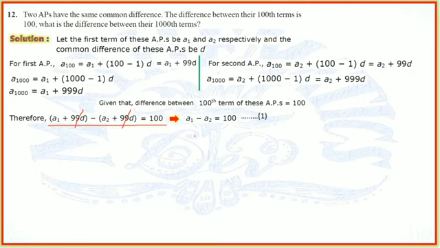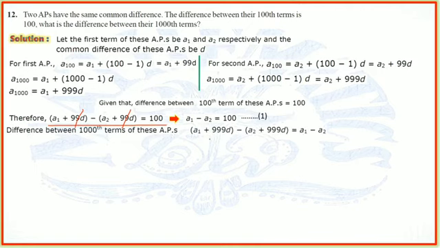Equation number 1. Now the difference between the thousandth terms of these APs, that is the thousandth term of the first AP minus the thousandth term of the second AP, is what we want to have. So look here, the 999D and 999D cancel. So we have A1 minus A2.